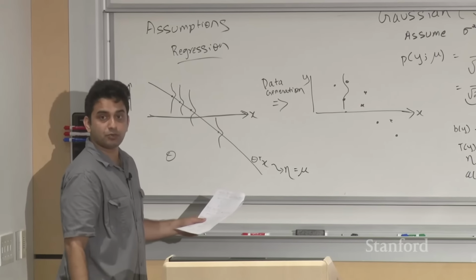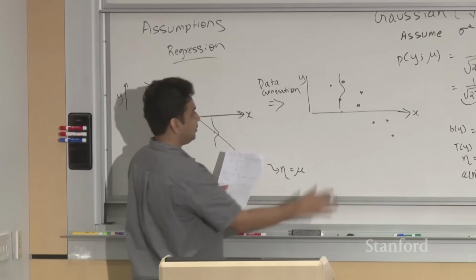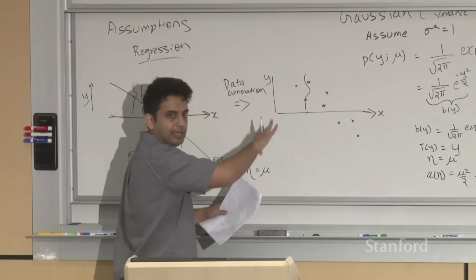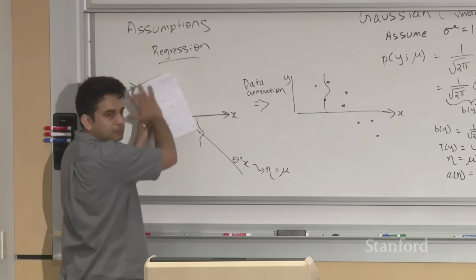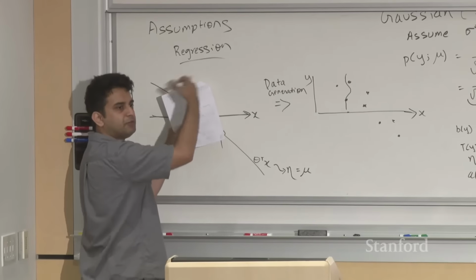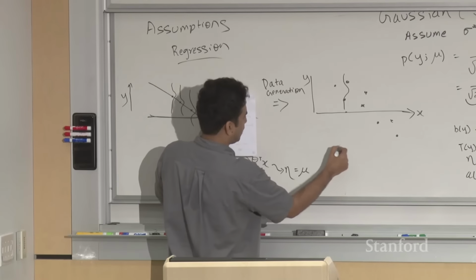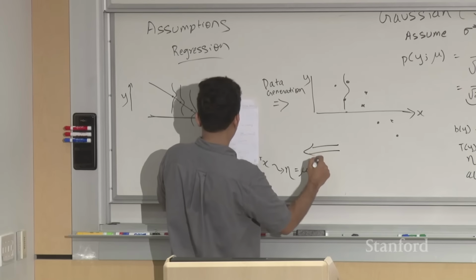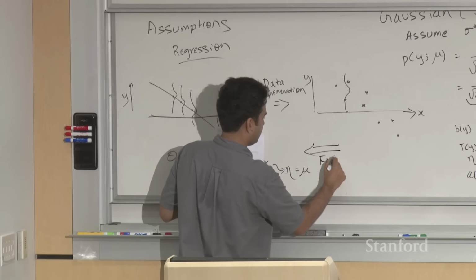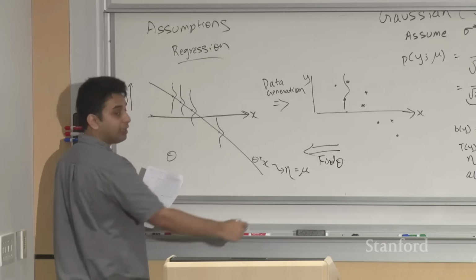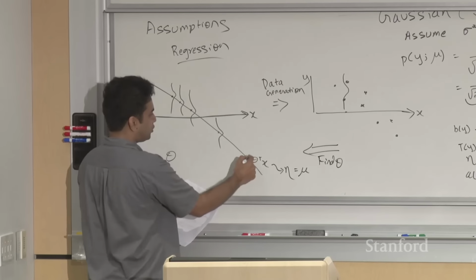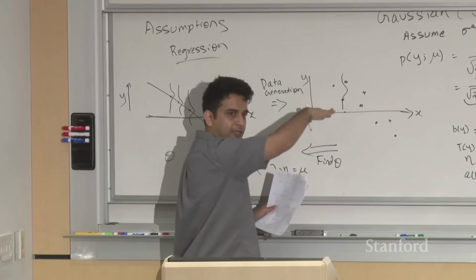Now, based on these assumptions, what we are doing with the GLM is we start with the data. We don't know anything else. We make an assumption that there is some linear model from which the data was generated in this format. And we want to work backwards to find theta that will give us this line. So for a different choice of theta, we get a different line.